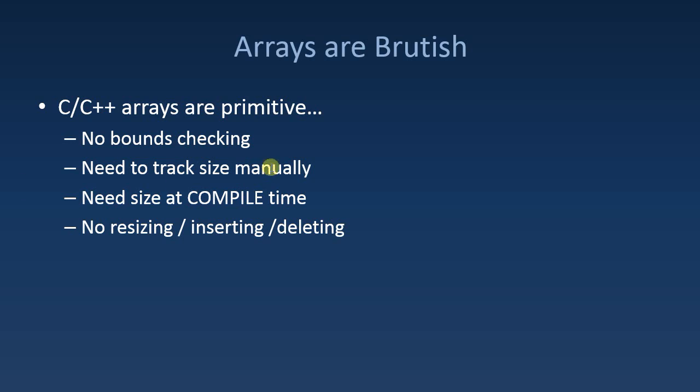Ones where we don't have to worry about bounds checking, about by accident walking off the end. Ones where we don't need to worry about keeping track of the size manually and knowing it at compile time. Ones where we can resize on the fly or insert or delete things. But all of those fancier tools are going to be built from these basic arrays, so we do have to understand how they work.